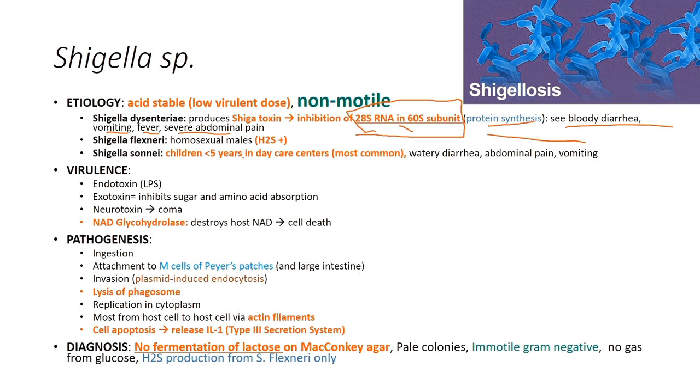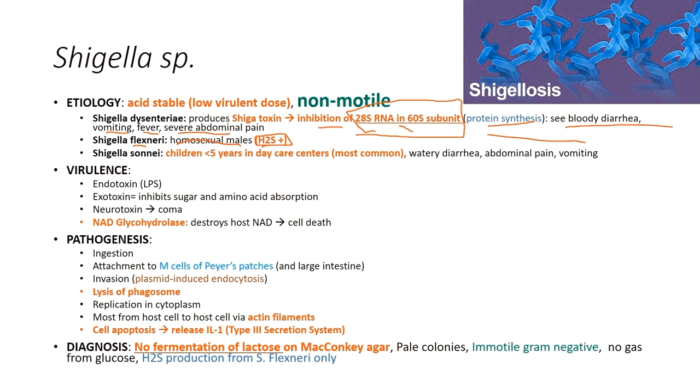We also have this other guy, Shigella flexneri, which has very similar symptoms in presentation. However, the exposure for this guy is going to be homosexual men. And so I just remember your flexing men, right? So flexneri for your homosexual males. And as far as this guy, this is the only Shigella that produces hydrogen sulfide gas, so H2S production. All the other guys are negative on that, but this one is positive, and that is a characteristic shared with Salmonella, and we'll be getting to that in a little bit, okay?